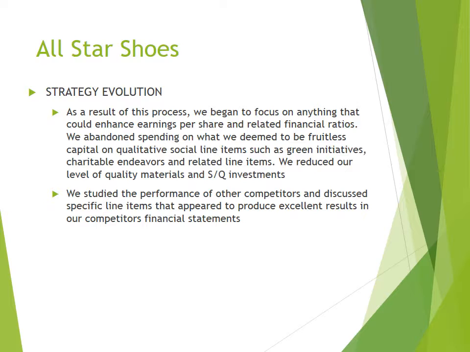As a result of our efforts, we realized that we needed to modify our process and therefore have an evolution in our overall strategy. We began to focus on anything that could enhance earnings per share and our related financial ratios. We simply abandoned spending on items that we deemed to be investments that weren't producing financial results. For example, some of these qualitative social line items such as green initiatives and charitable endeavors were simply dropped from our process. We also reduced our level of quality materials and SQ investments.